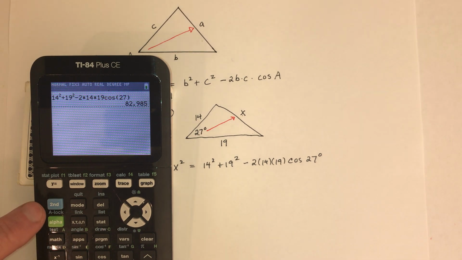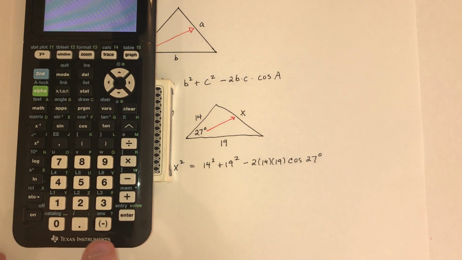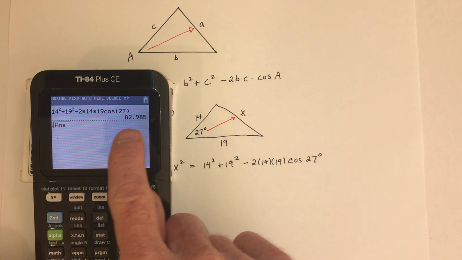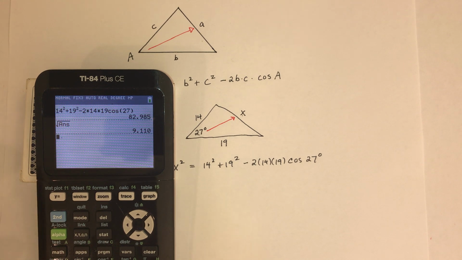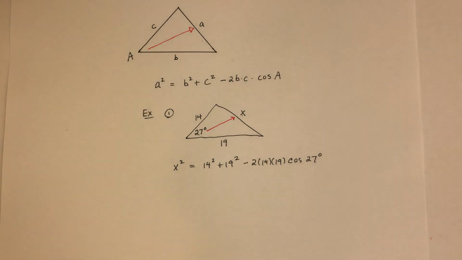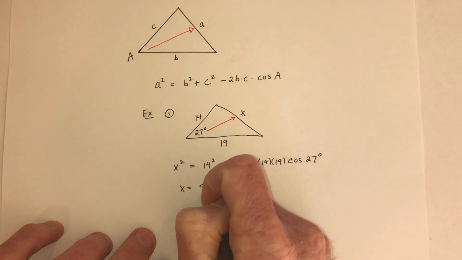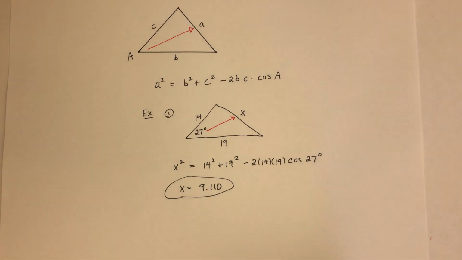So to be as accurate as possible, I'm going to put second square root and then second answer. So that answer is right down here underneath the negative. And that way it will type in this actually to 13 decimal places into the square root. So it's 9.110. So x is equal to 9.110 inches.